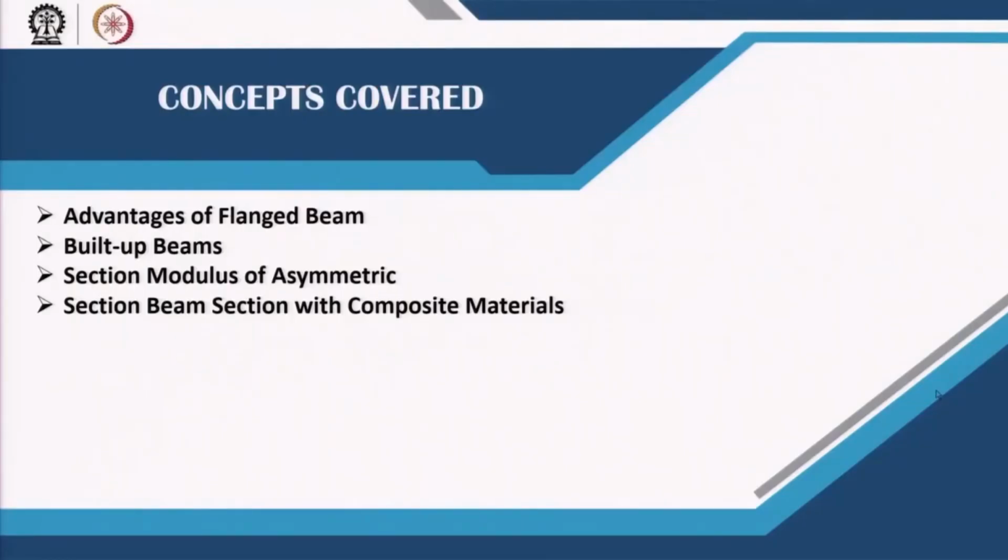In this lecture we will go through the concept of the advantage of the flange beam, which is one of the initial concepts that will be covered. We will see the built up beams, and the sectional modulus for asymmetric cases. Last lecture we have seen the sectional modulus for the symmetrical sections, where the y max at the top and bottom is equal, and beam sections with composite material also.